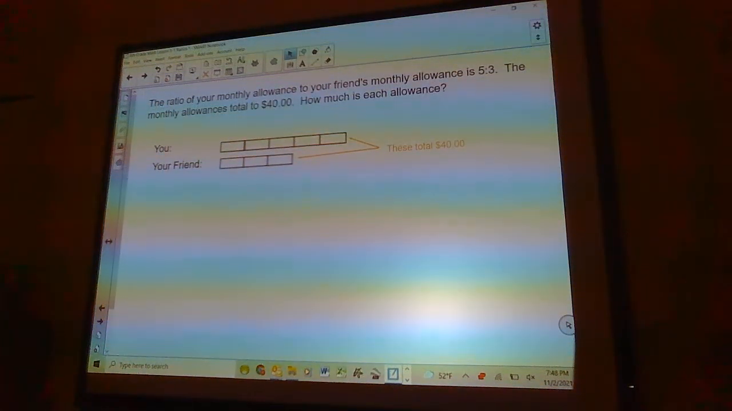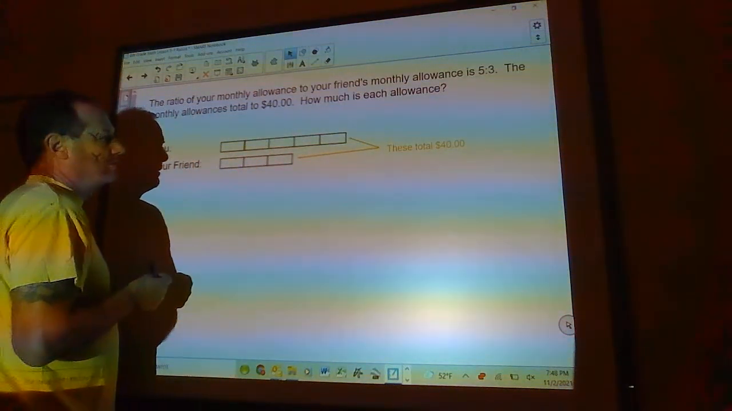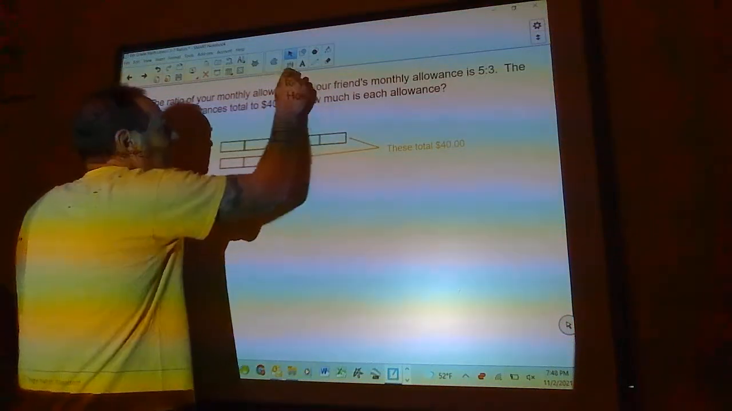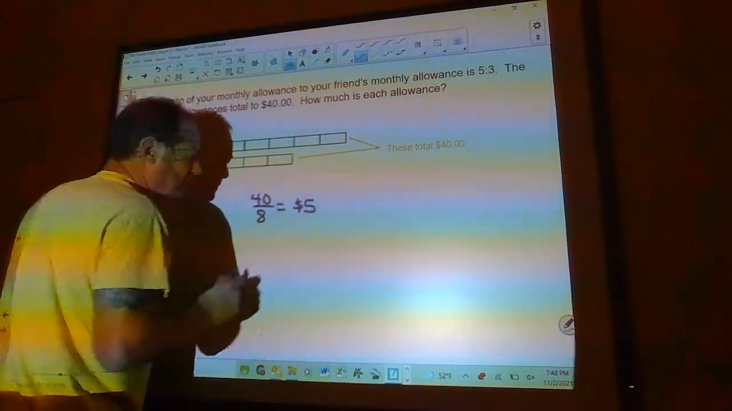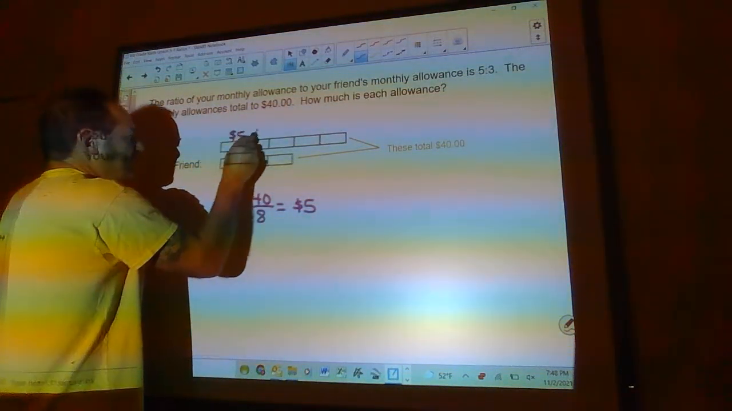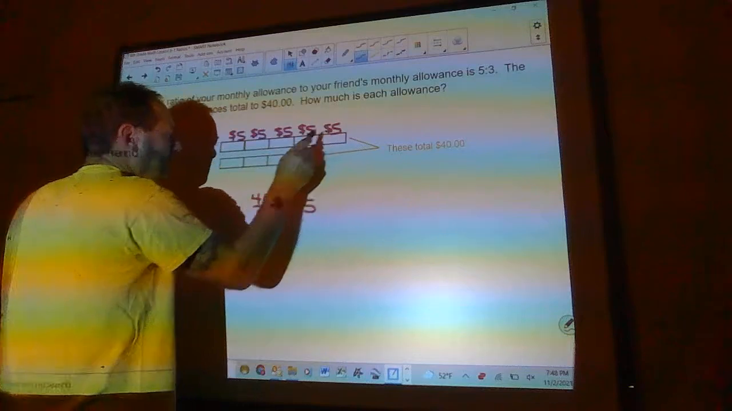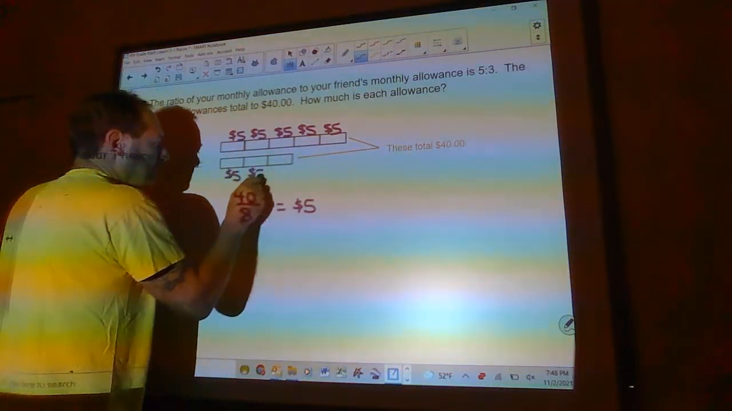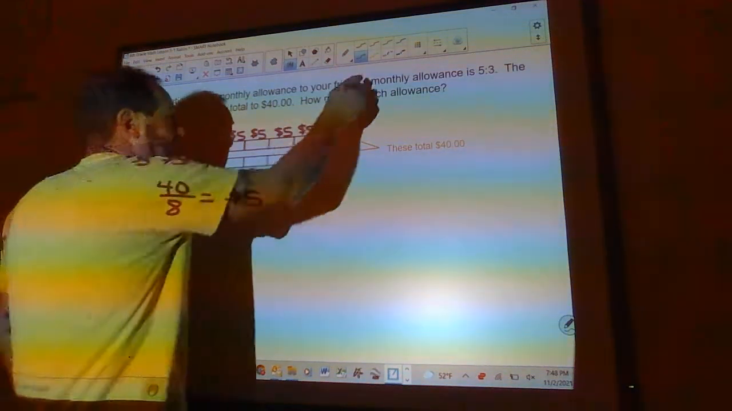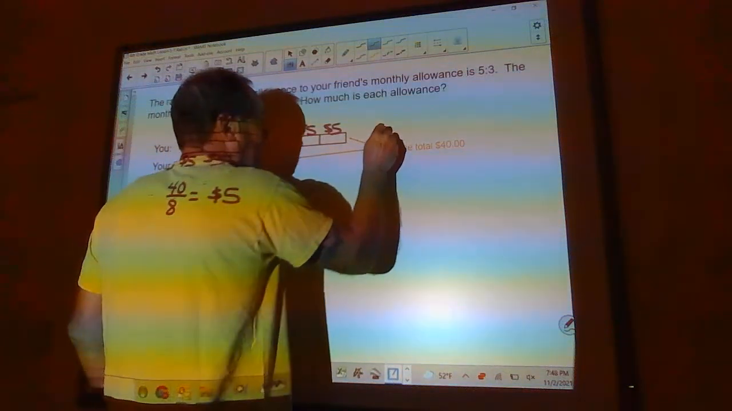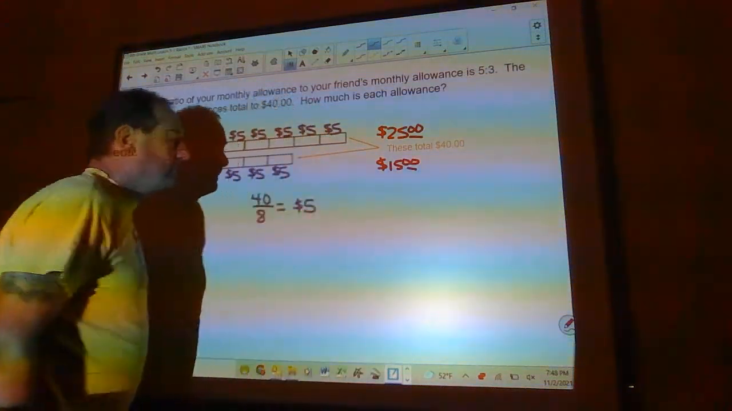So how much is each part? Well, there's 8 total parts. If I take 40 and divide that by 8, that's $5. So each one of these tiles represents $5. Now you can figure out how much each allowance is. Your allowance is $25, and your friend's allowance is $15. And you're done.